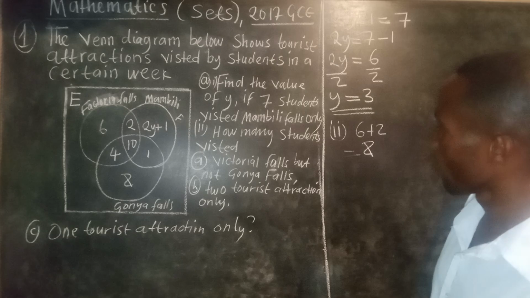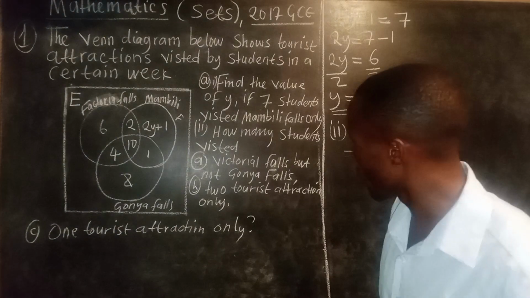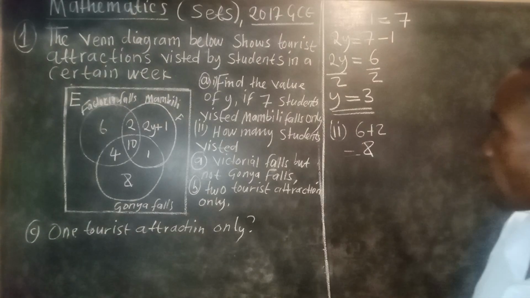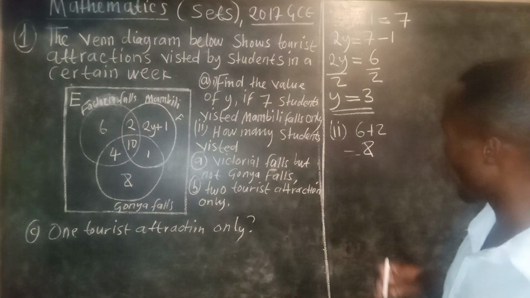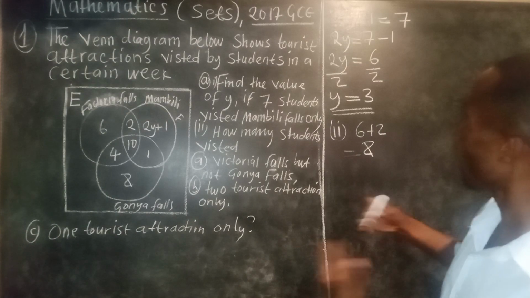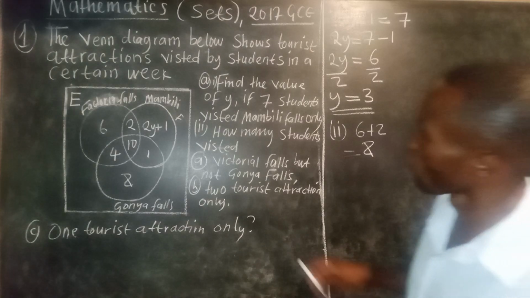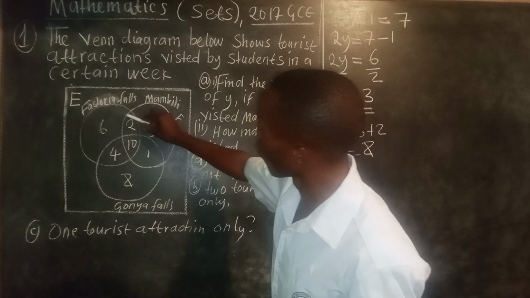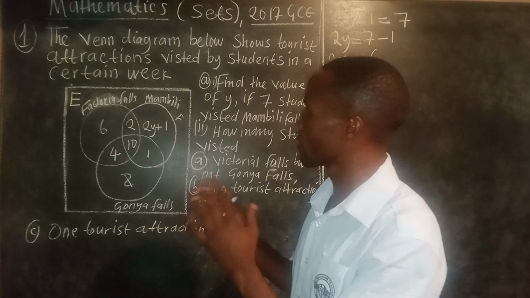Okay, so quickly we go to the second from the last question, according to the question that we are given. Question B says 2 tourist attractions only. How many students visited 2 tourist attractions only? So when you look at the Venn diagram there, we are going to consider now the 2 intersections, those numbers that are intersecting 2 sets.